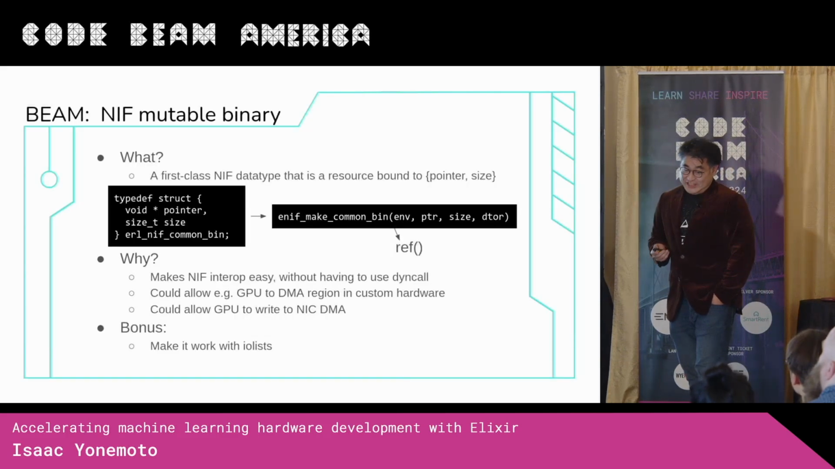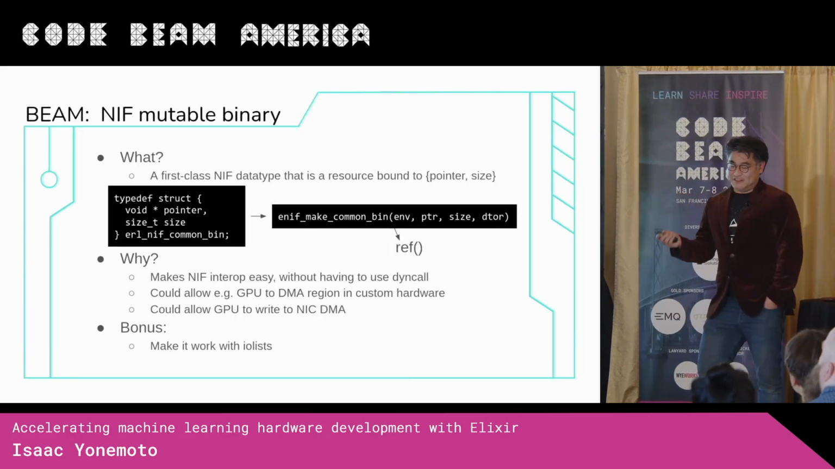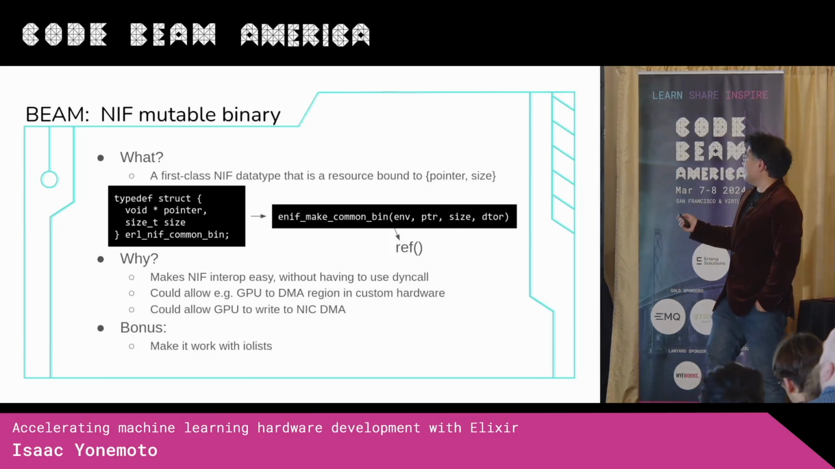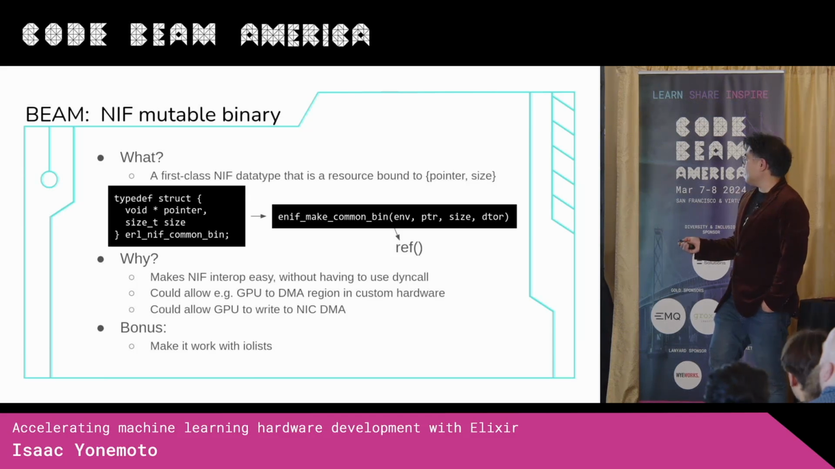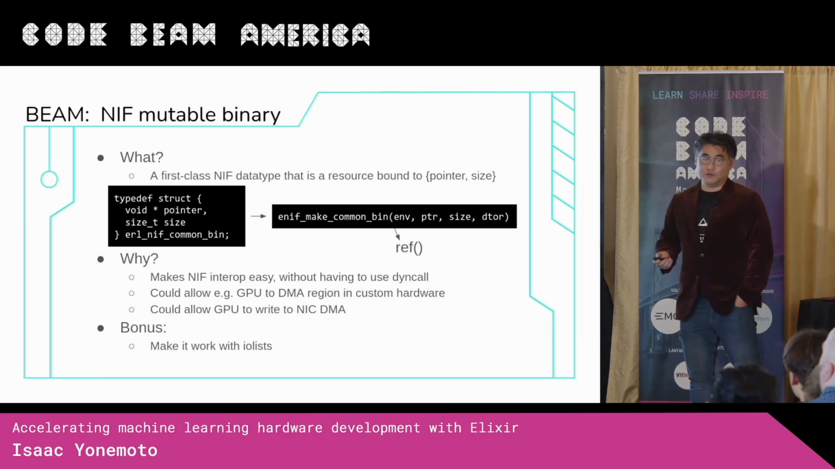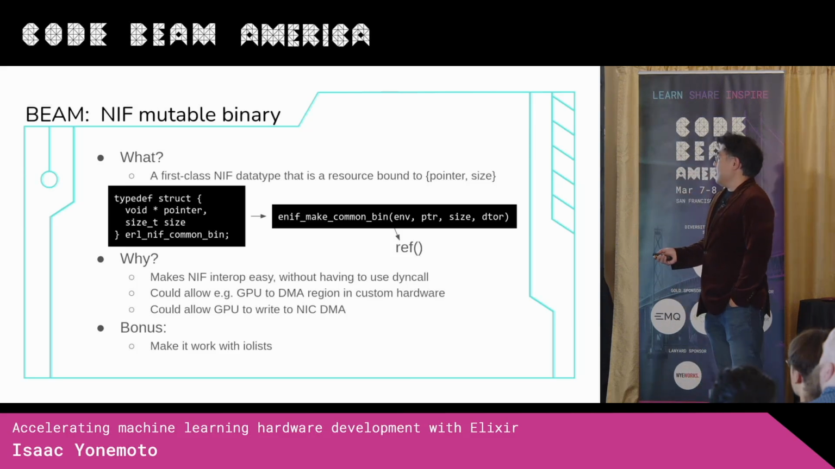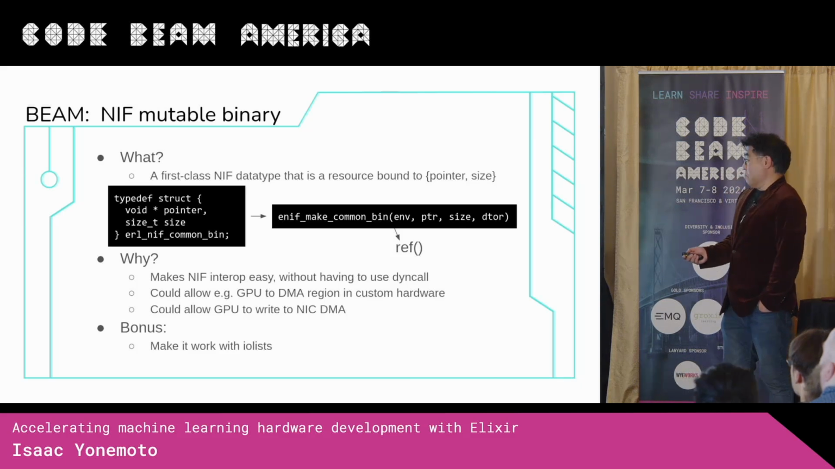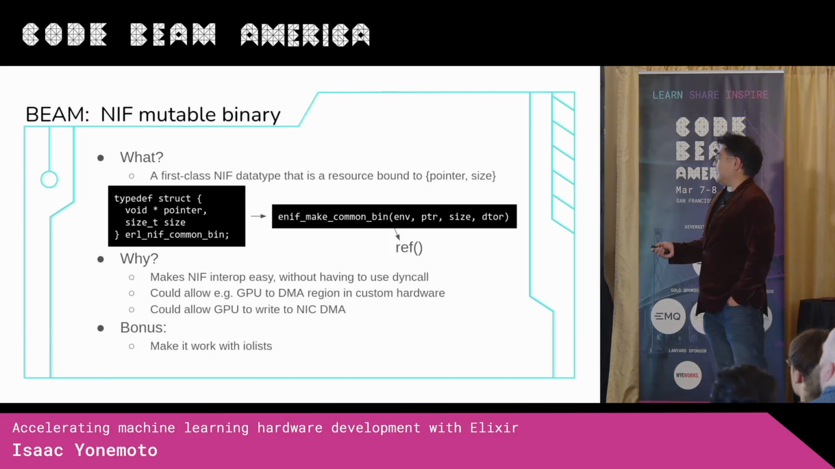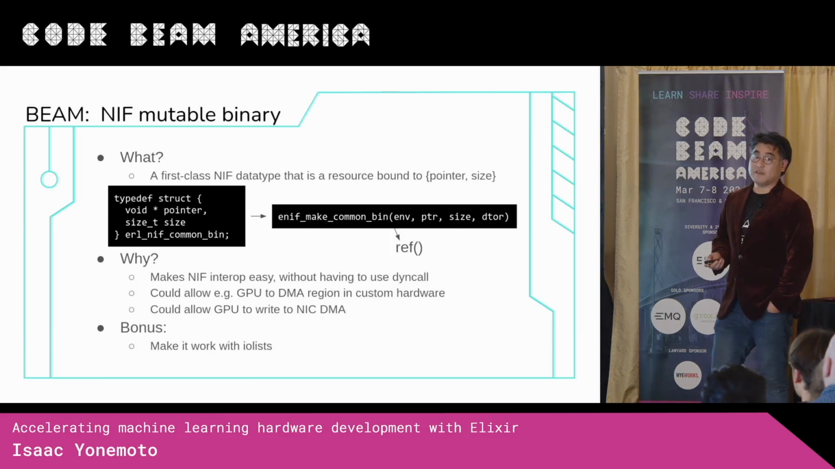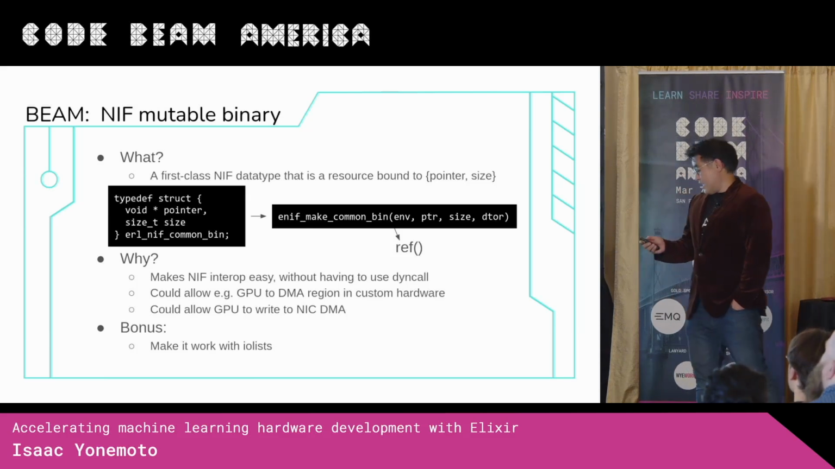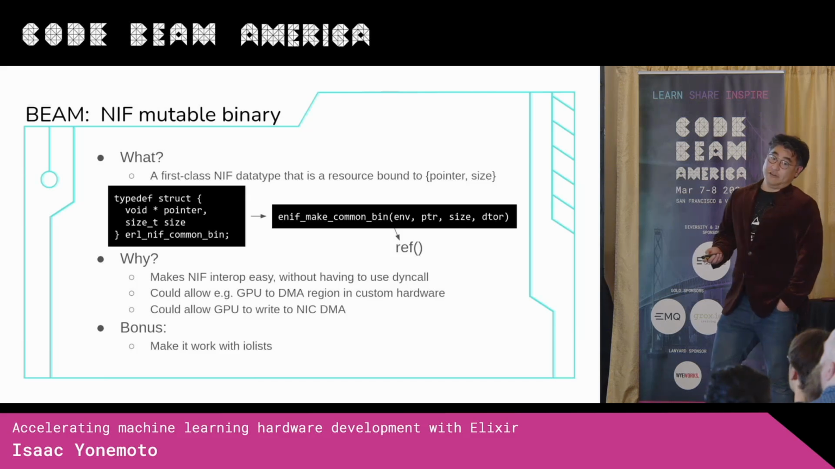And the last thing that I really want is a common first-class NIF data type that is a resource bound to a pointer and size. Currently, NIF interop is not easy. We have to use this special thing called dyncall, which I don't think too many people actually use. But for example, this could allow a GPU to do DMA, direct memory access, to some region in custom hardware, which is our use case. But I'm also surprised that it doesn't exist for, say, allowing a GPU to write to a NIC, because that's something that I'm sure some people in the BEAM ecosystem use. As a bonus, I would love to see this work with something like an I/O list, for exactly the same reason, right?